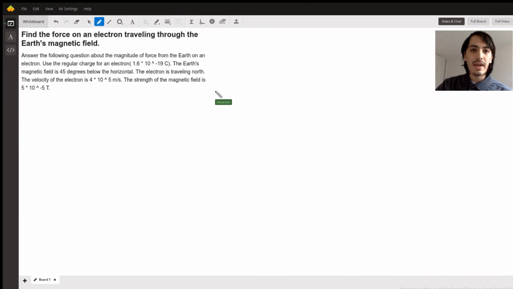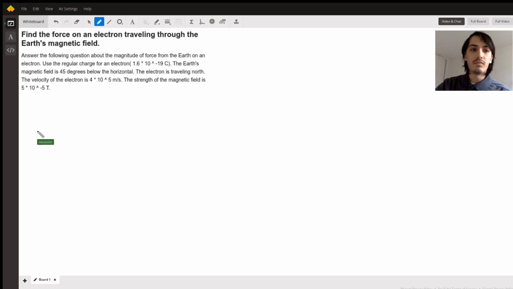In this problem, we have an electron moving north in the Earth's magnetic field at some velocity that we're given here. And we want to find what the force of the Earth's magnetic field is on the electron.